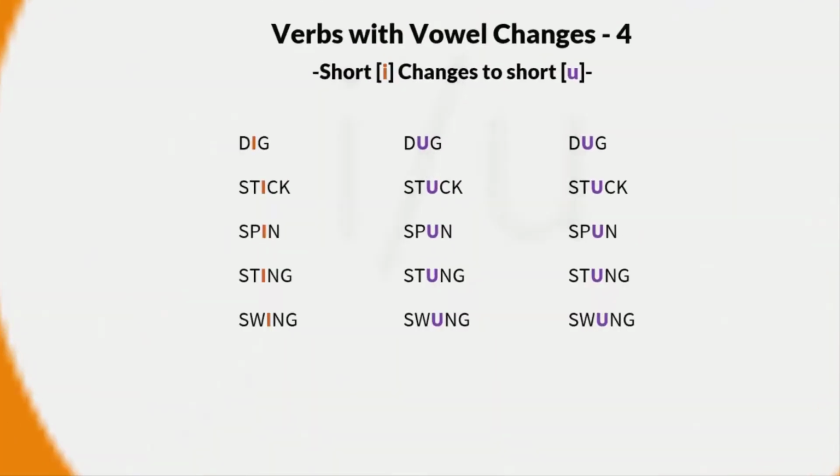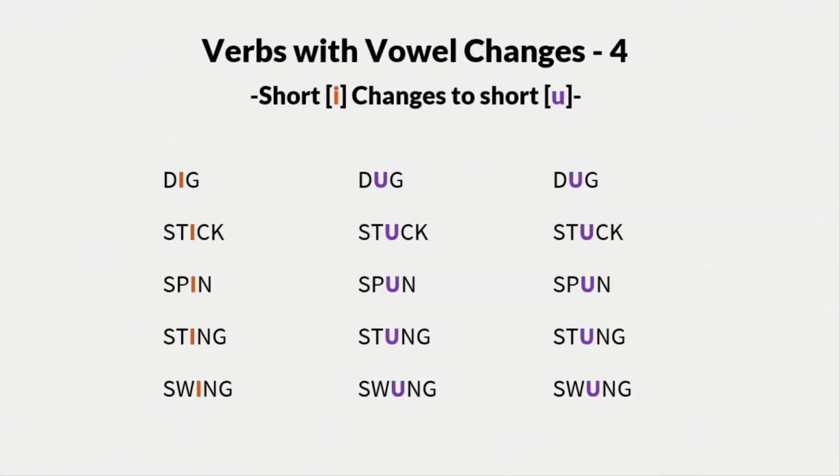Our fourth group has a vowel change of a short I changing to the short U. So let's drill. Dig, dug, have dug. Stick, stuck, have stuck. Spin, spun, have spun. Sting, stung, have stung. Swing, swung, have swung.